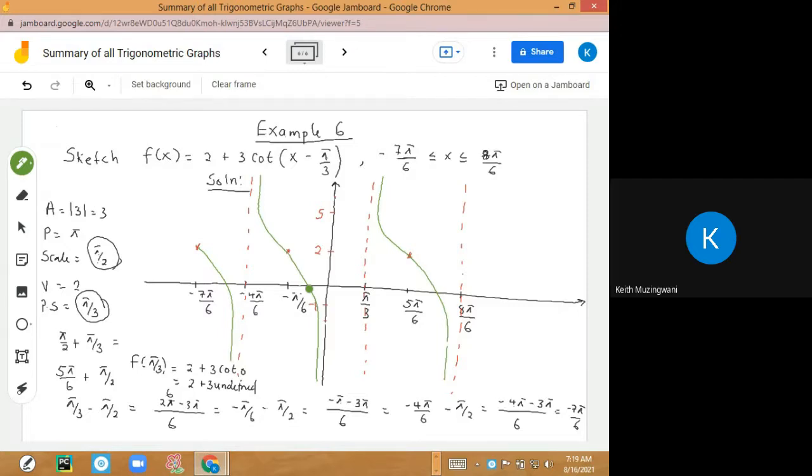Tomorrow we have a class where we'll do equations and some more identities that will be coming up in the equations.